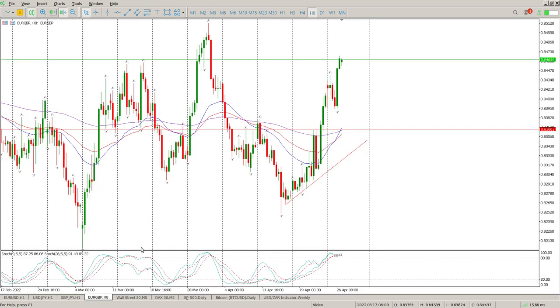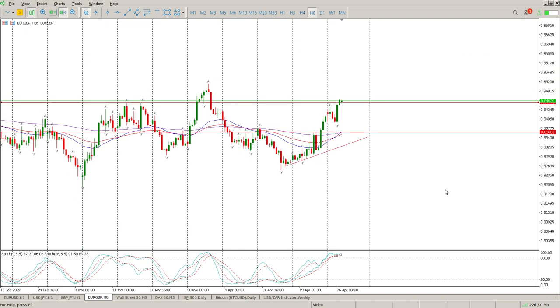Euro British pound is surprising me. So we had this bit of structure forming here, which everything was indicating a pullback back to this area. We've had now a moving average crossover of all three moving averages. Then we've got a grouping of the oscillators to the upside. Very interesting setup at the moment. And then we have this level here that we have sort of just got above at the moment.